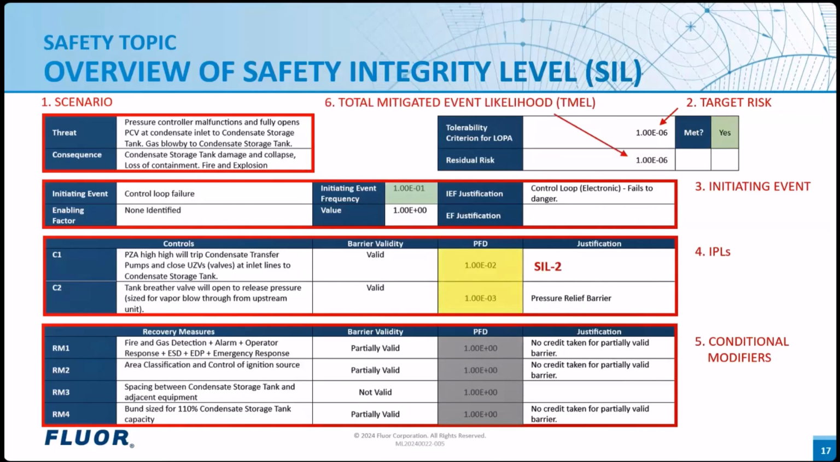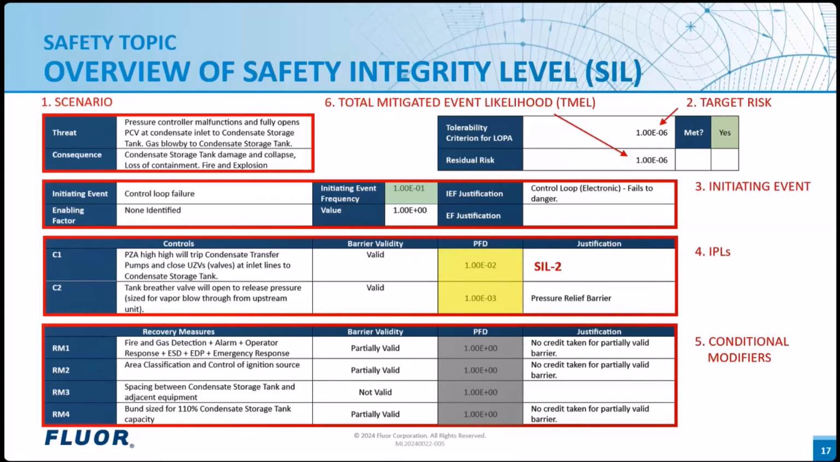The total mitigated event likelihood, or TMEL, is equal to the IEF, highlighted in green, multiplied by the probability of failure on demand of each IPL, highlighted in yellow, and the probability of each conditional modifier highlighted in gray. For this example, no credit was taken for the conditional modifiers, so only the values highlighted in yellow and green are multiplied.